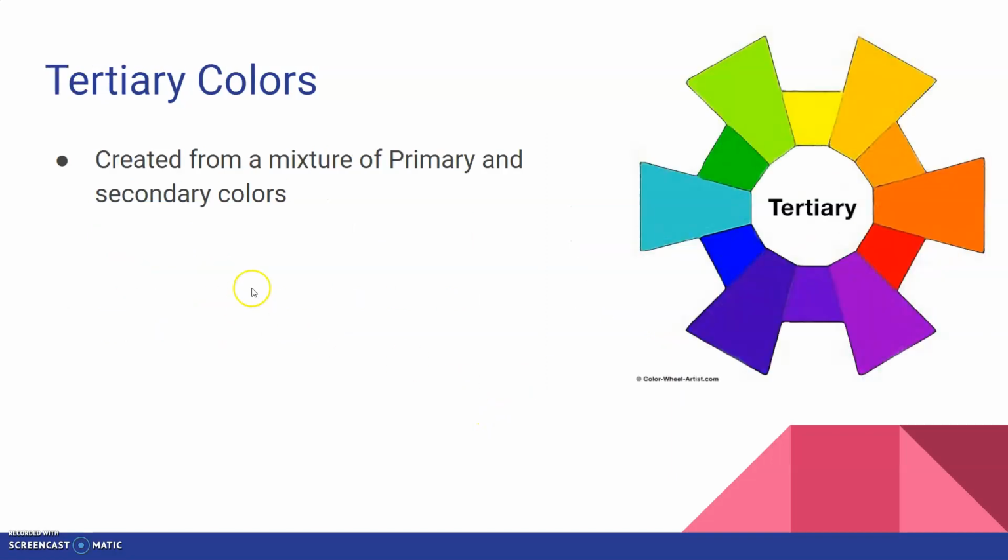The tertiary colors are created from a mixture of the primary and secondary colors. So your primary colors would be blue, yellow, and red, and the secondary colors would be this purple, green, and orange. And then if you add your secondaries and your primaries, you would get these in-between middle tones between each one, and those would be your tertiary colors.